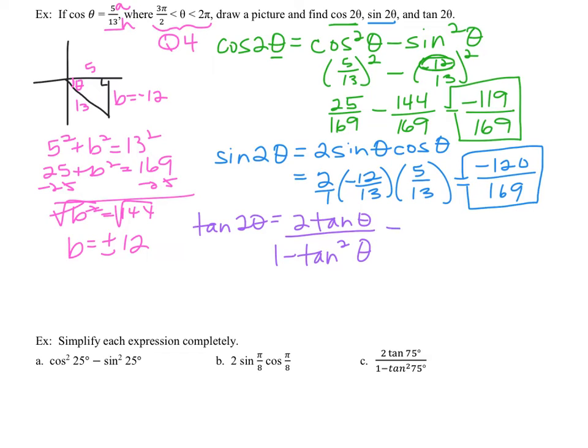Looking at that triangle, tangent of theta is opposite over adjacent. That would be negative 12 over 5. So in the numerator, I'm going to take my 2 and put it over 1 again, and multiply by negative 12 over 5. And in the denominator, we'll have 1 minus, we'll take negative 12/5 and square it.